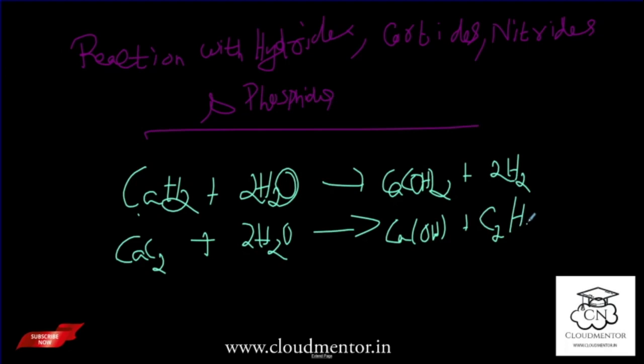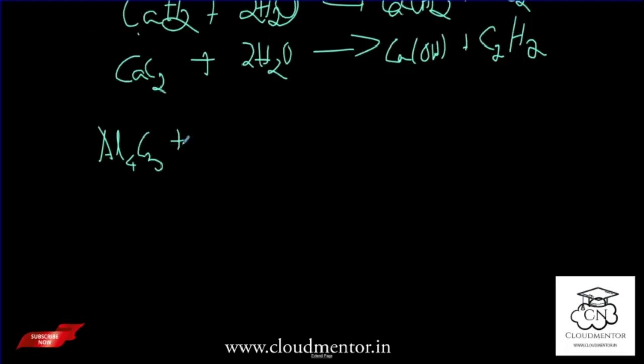Al4C3, this carbide of aluminum, reacts with water to give 4Al(OH)3 plus methane. Okay, and Mg3N2 reacts with water to give 3Mg(OH)2 plus ammonia.